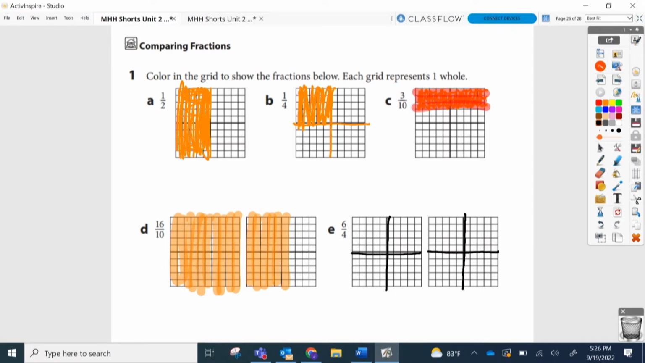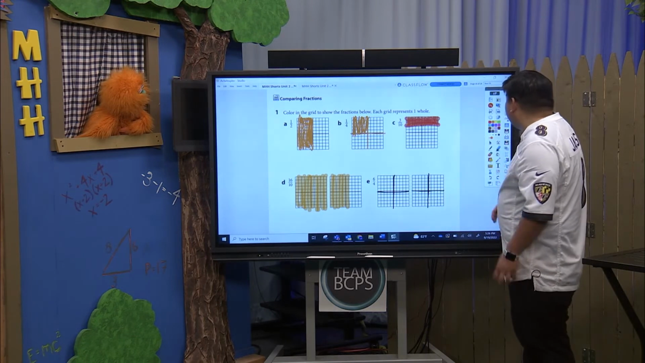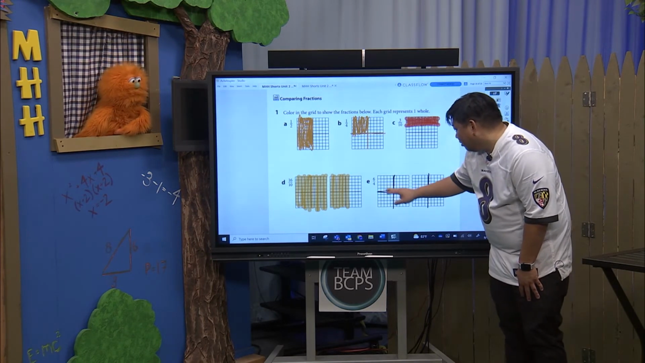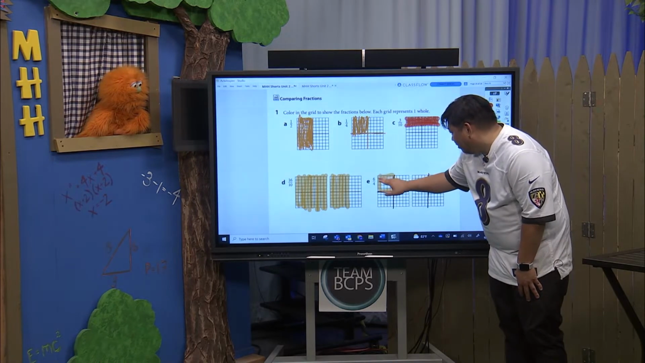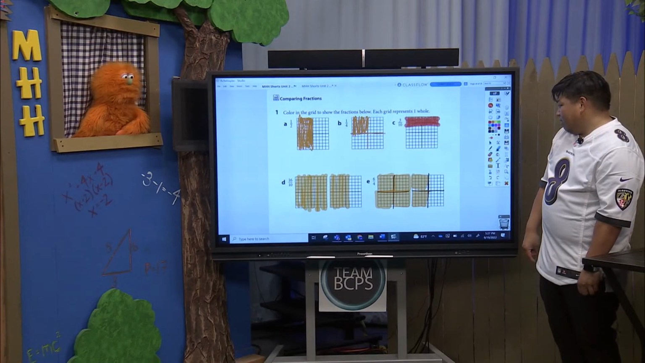But now that we have our wholes broken up into fourths, we can shade in 6 of them. Oh, that's not too bad. No. So count with me. 1, 2, 3. You're getting good at the shading. 4, 2 more. 5, and 6. Nice. 6 fourths.